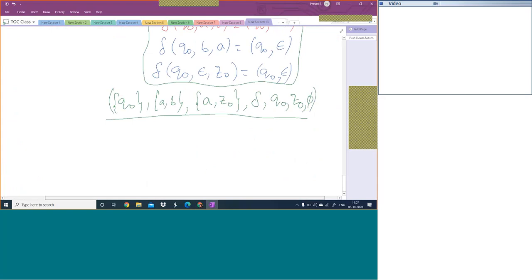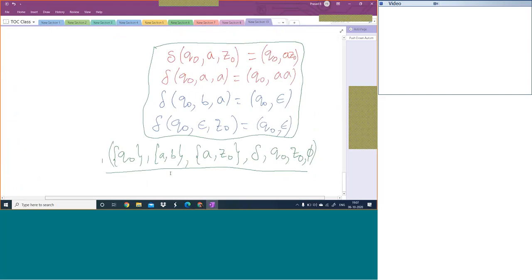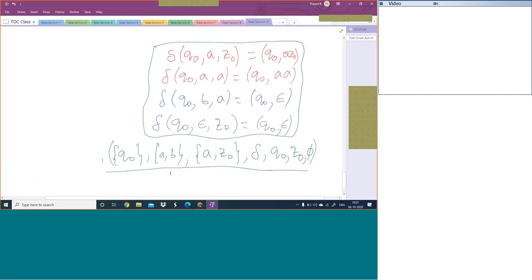This is the design. M equals states, only one, Q0, input symbols are A and B, and stack symbols. This is Q, the set of states. This is sigma, the set of inputs. This is the set of stack symbols and the transition function. This is Q0, this is Z0, and this is the set of final states. Here there are no final states, it is empty. And this is the design part.